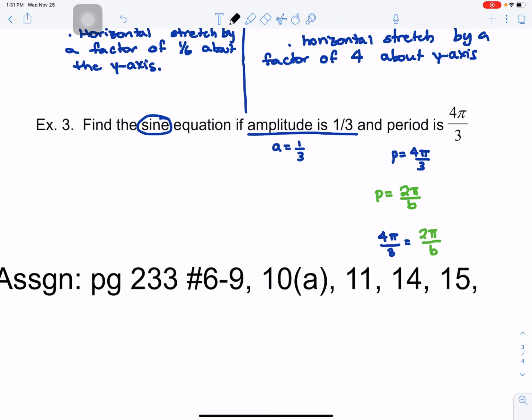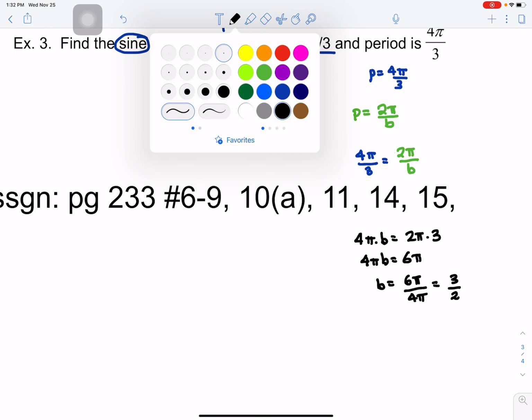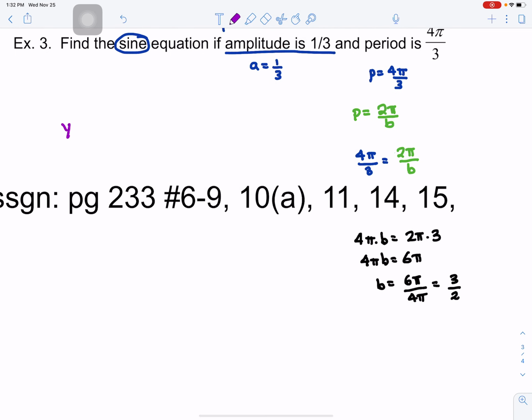And now I'm going to cross multiply to solve this. So 4 pi times b is equal to 2 pi times 3. So 4 pi times b is equal to 6 pi. I want to get the b by itself, so I divide both sides by 4 pi. And I get that b is 3 over 2. So when I write my equation, I have my a value, I have my b value, so y is equal to 1/3 sine of 3 over 2 x.